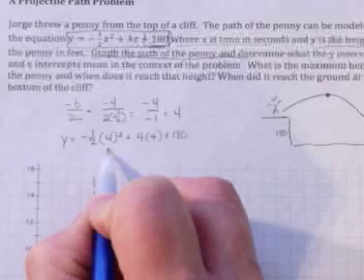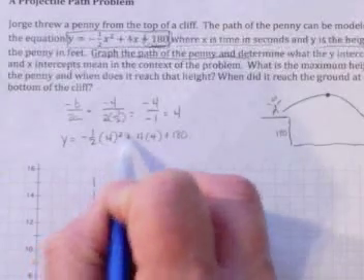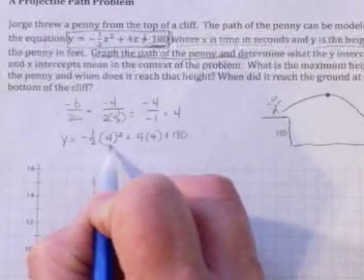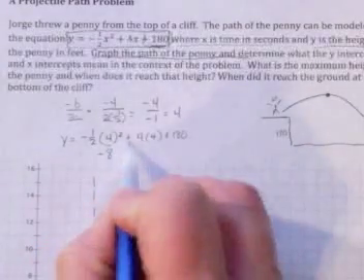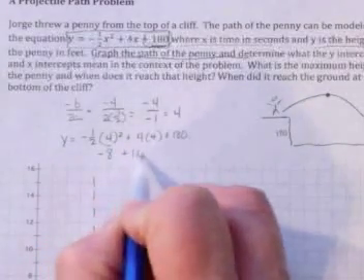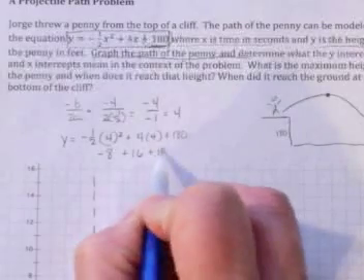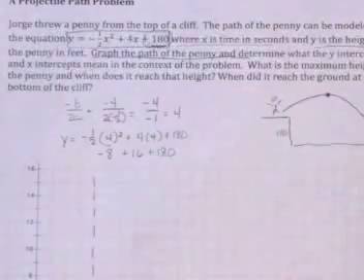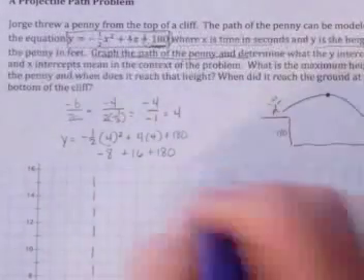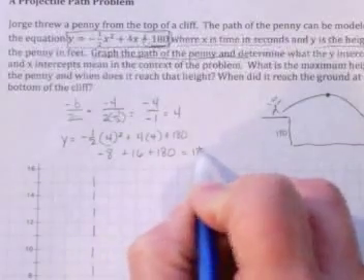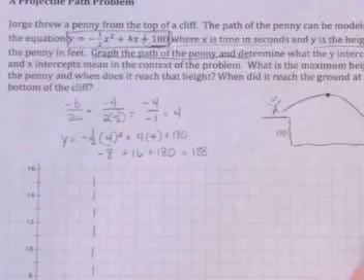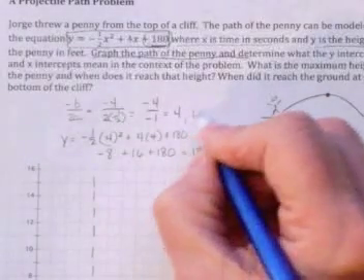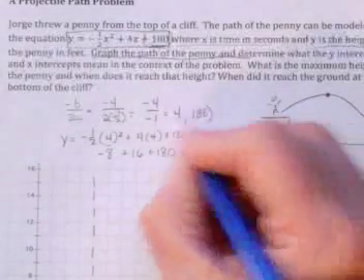So 4 squared is 16, and then when I multiply that times -1/2, I get -8. 4 times 4 is 16, and then I just have this 180. So it looks like 188 is the y value of my vertex. And it looks like I'm going to have a vertex at 4, 188.